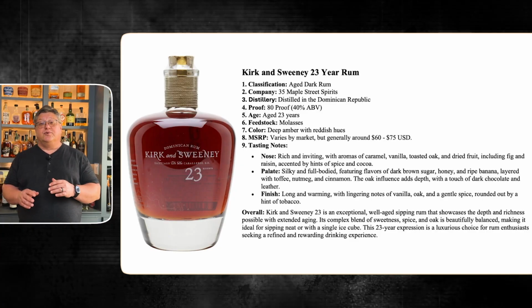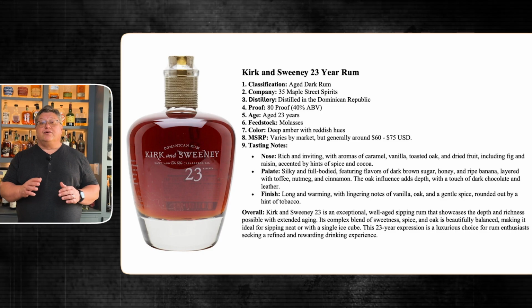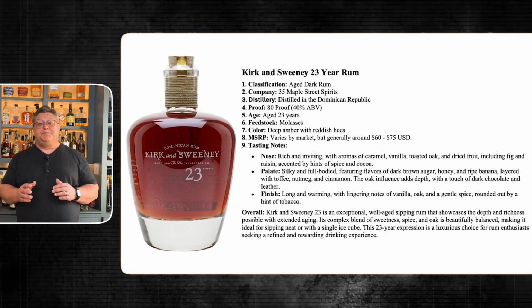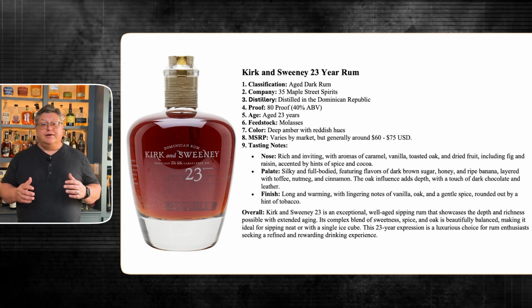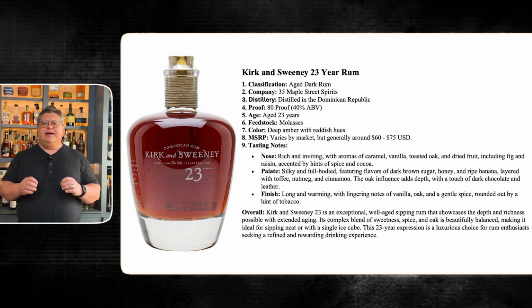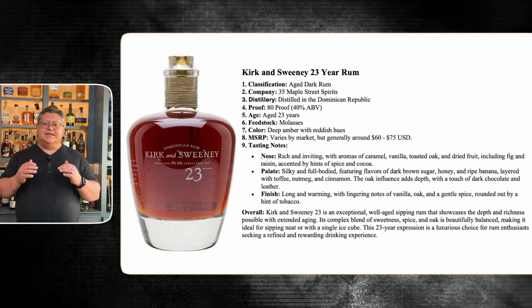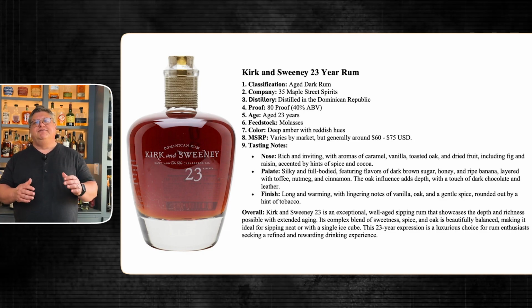We compare that with the 23-year version of Kirk & Sweeney and see that it takes those flavors further with added depth. It's an aged dark rum made by 35 Maple Street Spirits in the Dominican Republic. At 80 proof, the spirit is aged for 23 years and made from molasses. A deep amber color with reddish hues, it sells for approximately $60 to $75 a bottle.